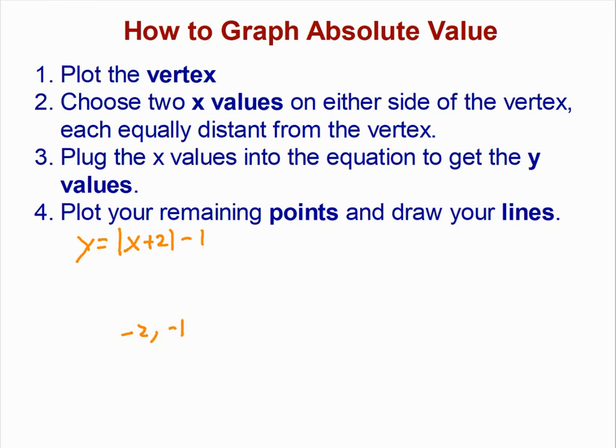So when I pick x values, I might go, okay, 1 to the right is -1, 1 to the left is -3, 1 more to the right is 0, 1 more to the left is -4. I'm going to plug those values into my equation to get my y values. And then I'm just going to plot those remaining points to draw my lines.